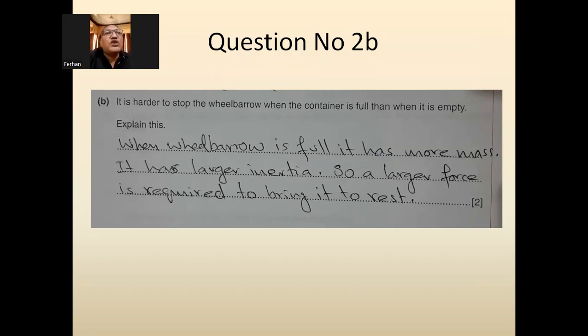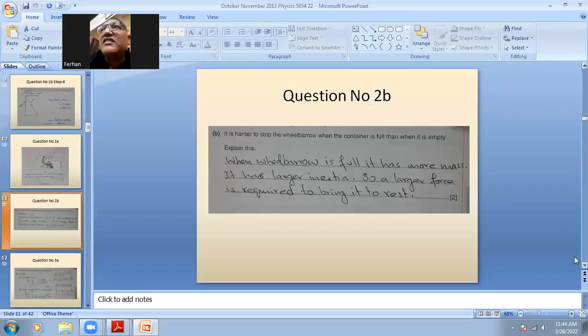Or if you want to stop the wheelbarrow in a certain distance, when it is full, because it will have a larger inertia, it will require a larger force which can create the deceleration to stop it. So I have written the answer. When the wheelbarrow is full, it has more mass, it has larger inertia, so a larger force is required to bring it to rest. So that is my answer. So that was question number 2, and it's B part.